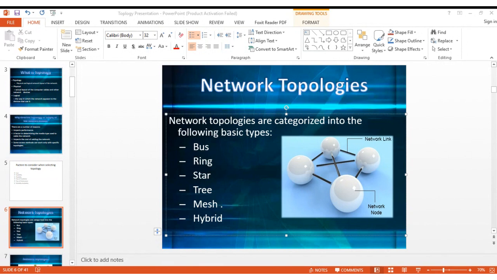Which devices are supposed to be in a topology? I want to hear from you. Which devices do we require for us to have a topology? I can see you're typing.